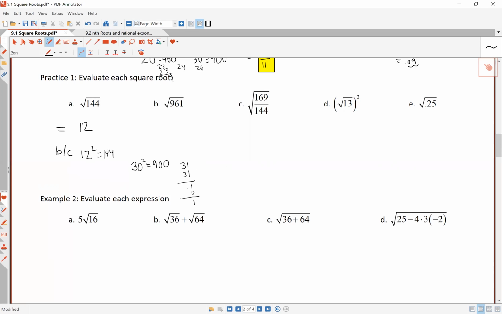1 times 1 is 1. 1 times 3 is 3. 0. 3 times 1 is 3. 3 times 3 is 9. And we get 961.